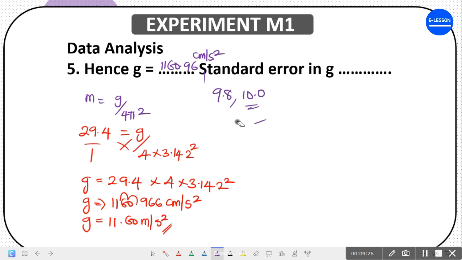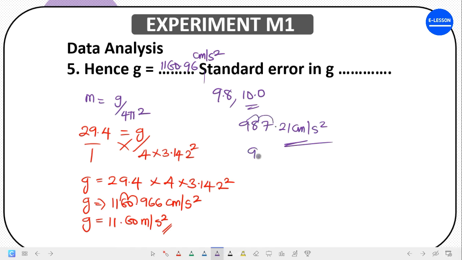9.87 or 987.21 centimeter per second square. So you see, if you take this one, it gives us 9.87 meter per second square, and these are the values for the slope.